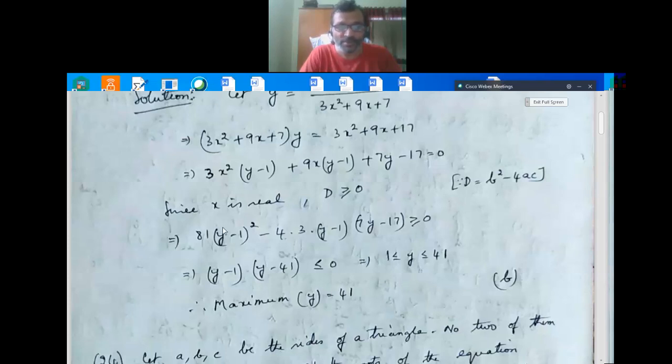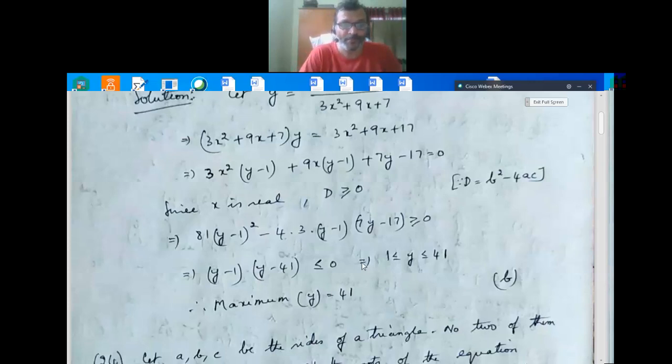Now, since it is given that x is real, the discriminant D is always greater than or equal to 0, and D is b² − 4ac. So b is 9(y − 1), squared, that is 81(y − 1)², minus 4 into a, which is 3(y − 1), and c is 7y − 17, greater than or equal to 0.